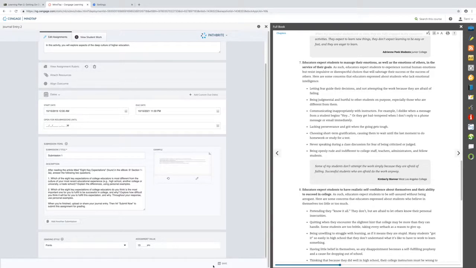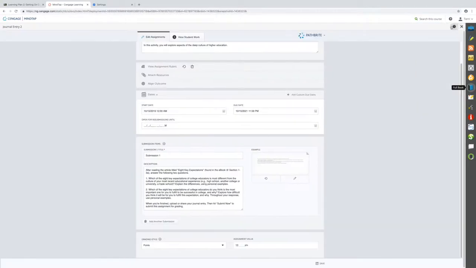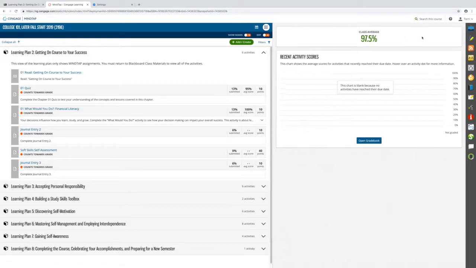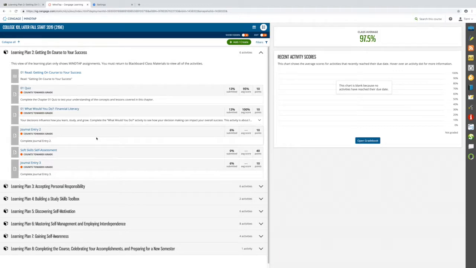So those are the journals. You're gonna have journals every week. Dig deep. Don't do a one-sentence answer. I'm looking for more information than that. Part of the rubric is to be able to dig deep, and you'll lose points if you don't. So make sure you do that.